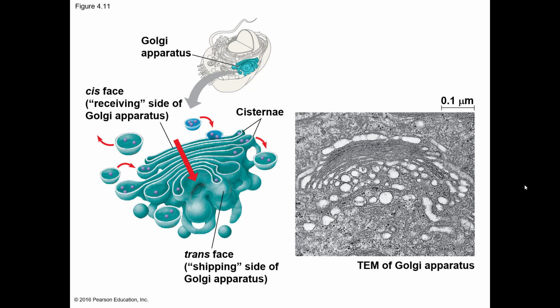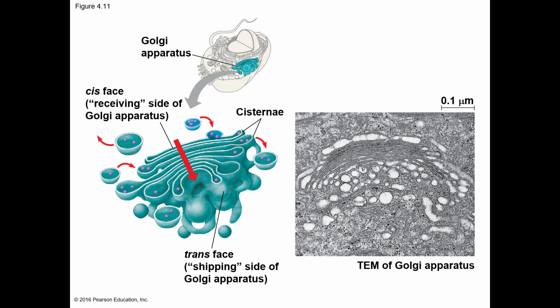So here's our Golgi. If you remember, this was our nucleus right here. This was our ER, endoplasmic reticulum. And then our Golgi is separate, and it's kind of smoother and globular and kind of folded up also.